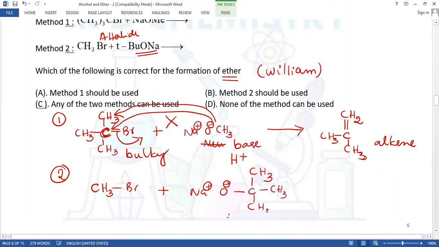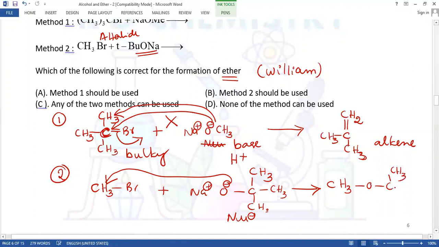Now this can act as the nucleophile. Nucleophile can easily attack the smaller alkyl halide, since there is no bulkiness. So directly nucleophilic substitution takes place to give CH3O, C, CH3 three times on the same carbon atom. Correct? So the second one will actually give the ether. First one gives alkene.